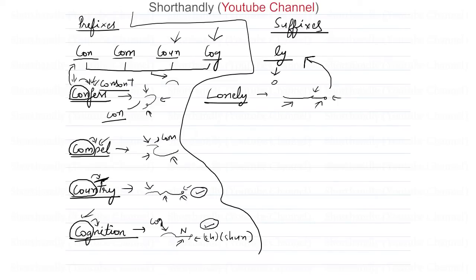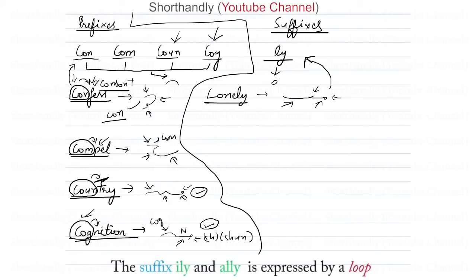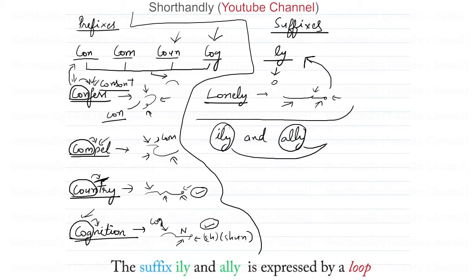Let's move to the next statement. It says illy and ally by a loop. It's simply saying that both these suffixes, illy and ally, we can represent both of these by a simple loop like this. Alright, suppose we have a word called family.